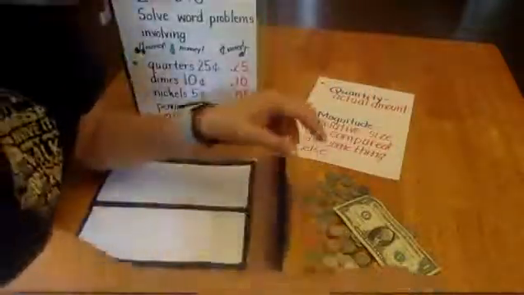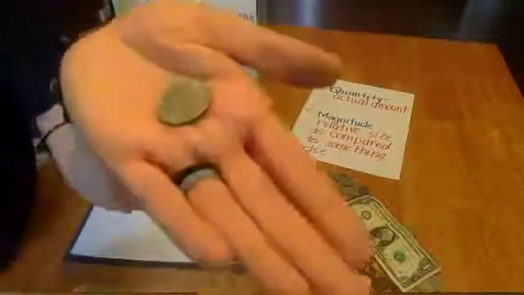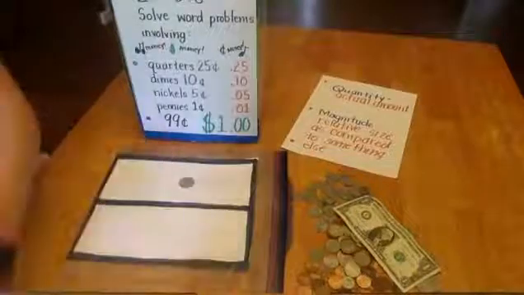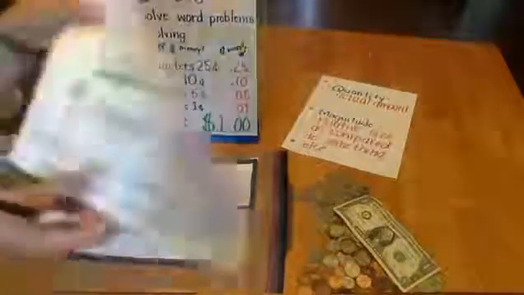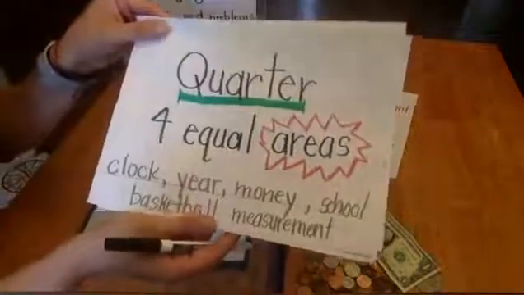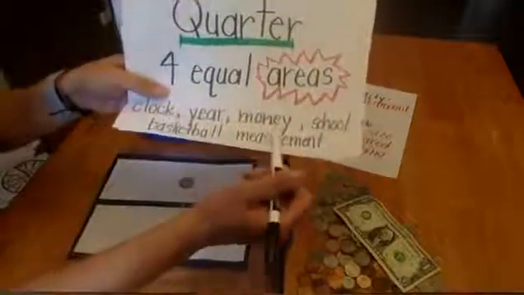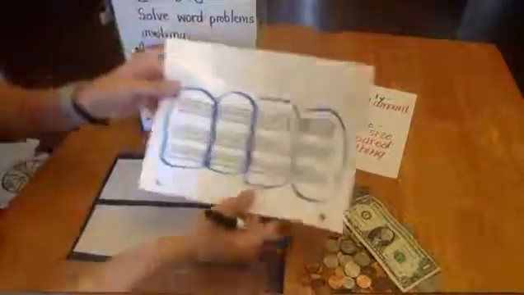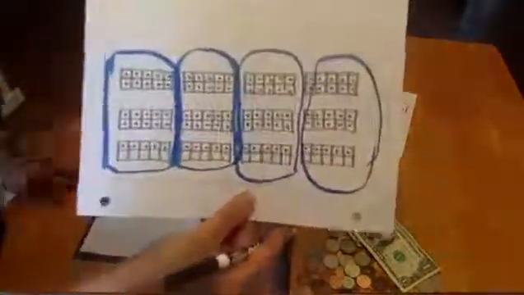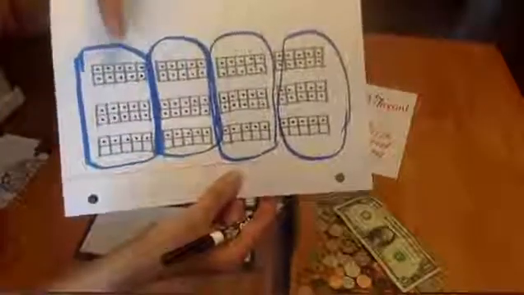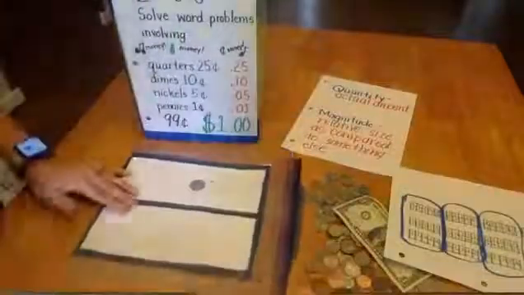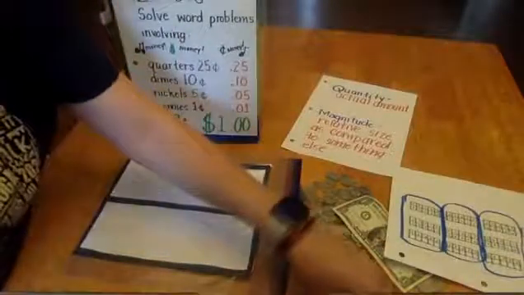Here we go. Last coin. And you guys know quarter. Miss Street's been over this, especially talking about quarters when we talked about 4 equal areas. And here's where we talked about money. And if you remember, there's 25 pennies in 1 quarter. So Miss Street believes that I do have 25 pennies.